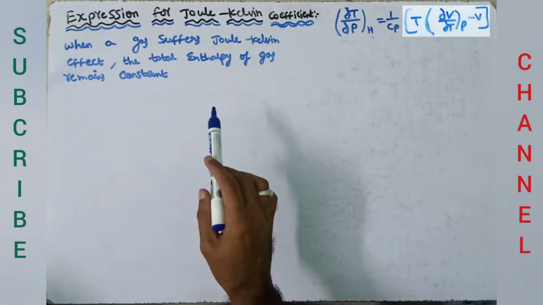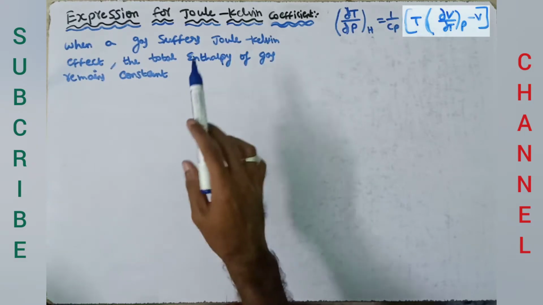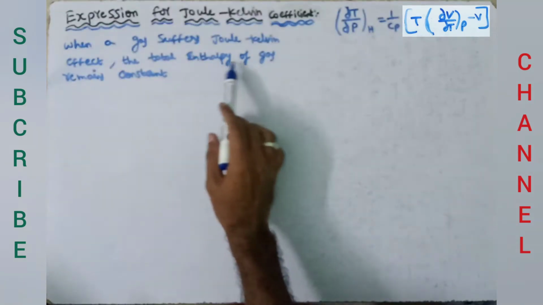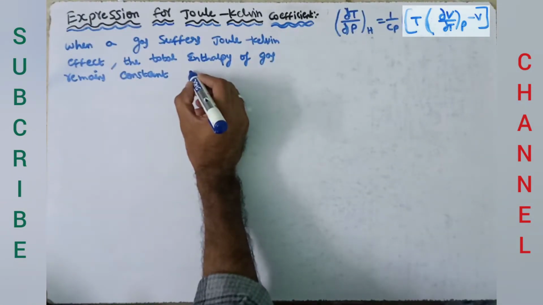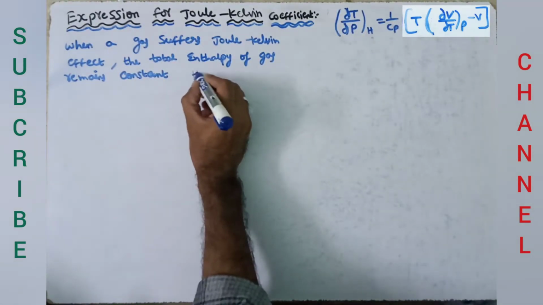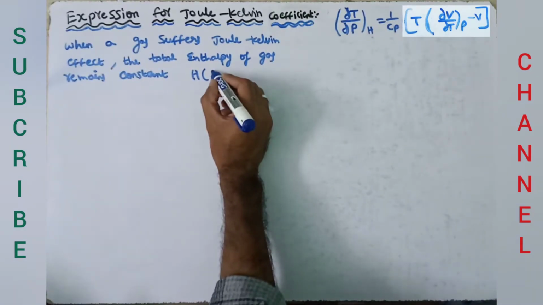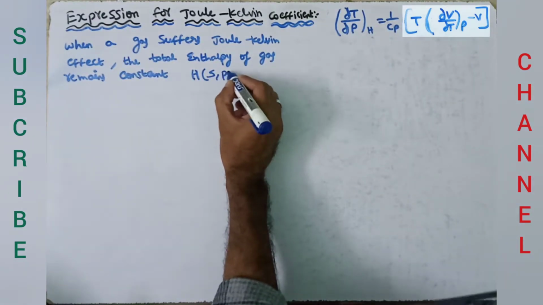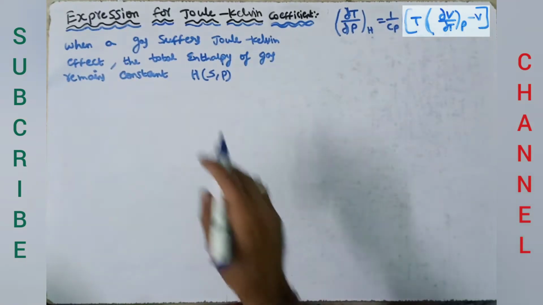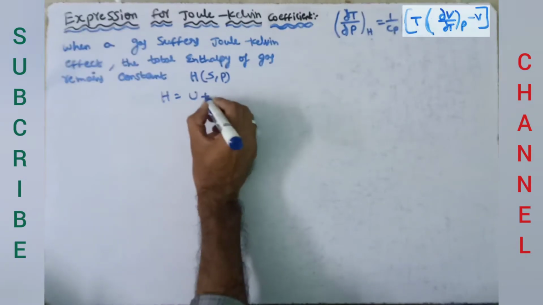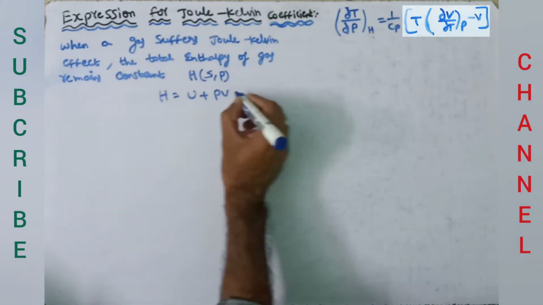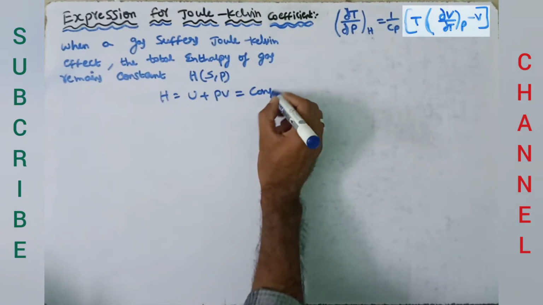When the gas suffers the Joule-Kelvin effect, the total enthalpy of the gas remains constant. Here enthalpy is the third thermodynamic potential H, which is a function of entropy and pressure. This remains constant. So H equals U plus PV, which equals a constant.